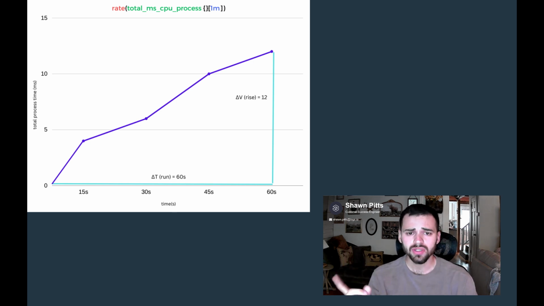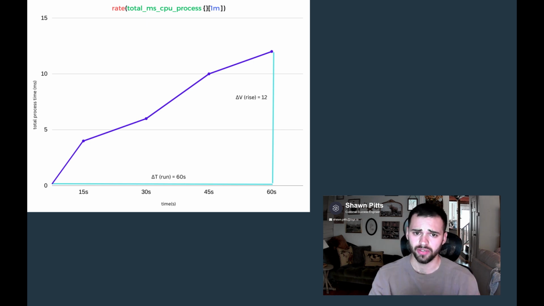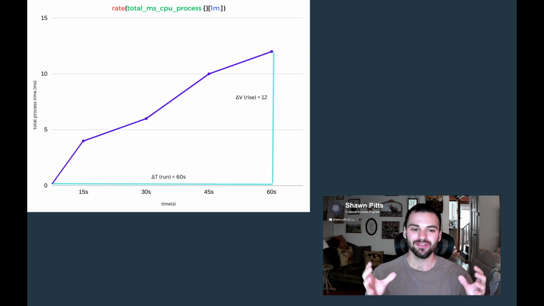Now, let's look at how rate is actually calculated. Once we make this extrapolation where we say, okay, we drop down to 2, let's just add it to 10 to infer 12. Now what we're going to do is calculate the rise over run, going back to the old school days, of the slope, essentially, of our total millisecond CPU process time.